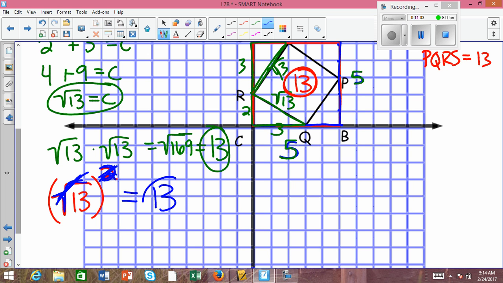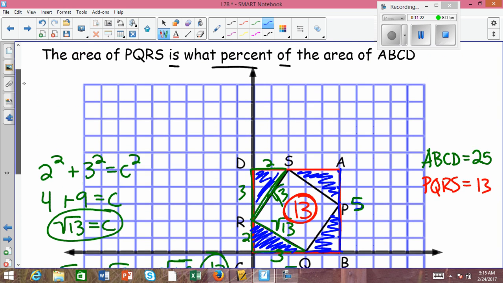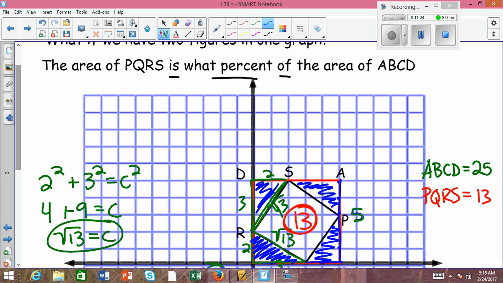So your solution would be 13. Another way you could have done this as well would be to have found the area of the triangle. Because how many of these triangles do we have? 4 of them. So we could have found the area of those triangles and subtracted it from the original area. Now that answers the area of each of my figures, each of my squares, but it doesn't answer the question: the area of PQRS is what percent of the area of ABCD.